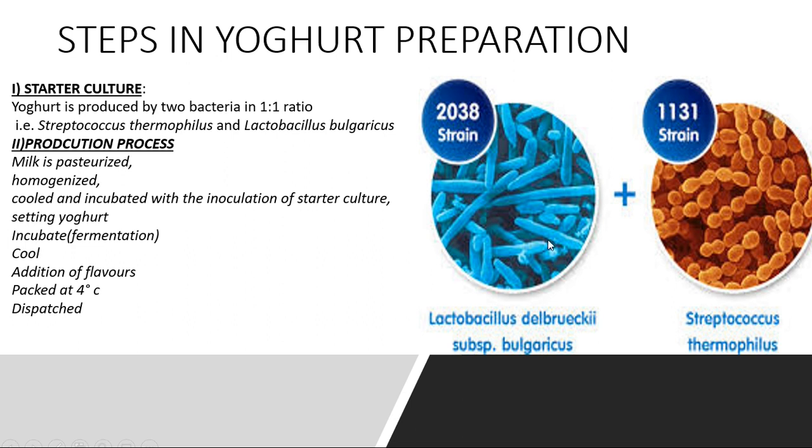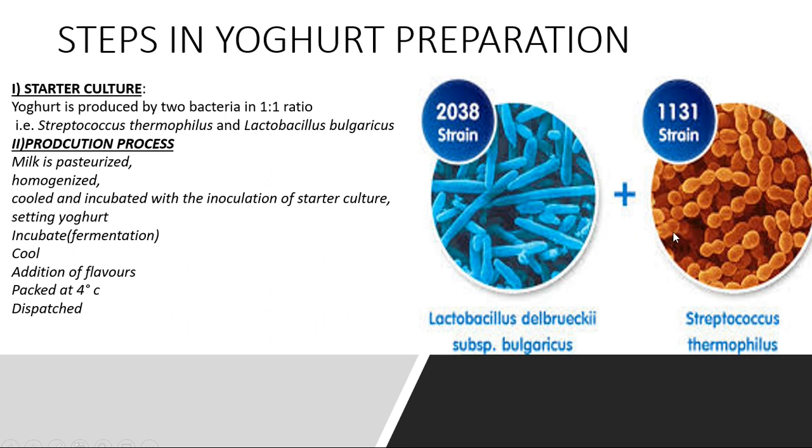Then coming to the steps in yogurt preparation. Here you can see colorful figures of the bacteria involved in the production of this yogurt. We majorly have two steps. One is the starter culture and another is the production process. So what is the starter culture? The organisms that help us convert the milk into yogurt are called the starter culture. And here the starter culture uses two bacteria. One is Lactobacillus bulgaricus and another is Streptococcus thermophilus.